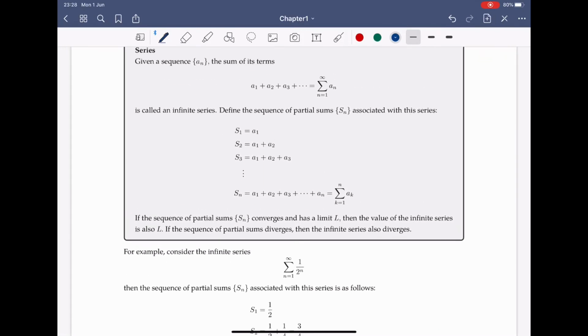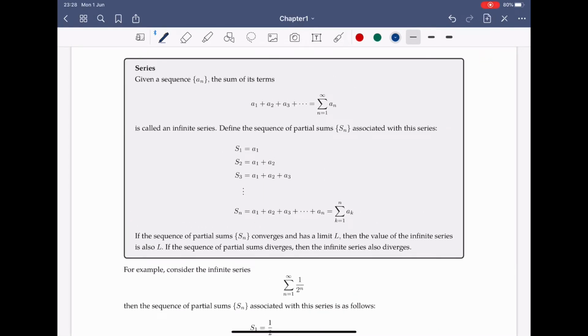So this is the formal definition of series. Given a sequence an, if you sum a1, a2, a3 and so on infinite times, you can use the summation notation here, and this thing is called an infinite series. In order to find the value of the infinite series, you can look at the limit of the partial sum. What is the limit of the partial sum?